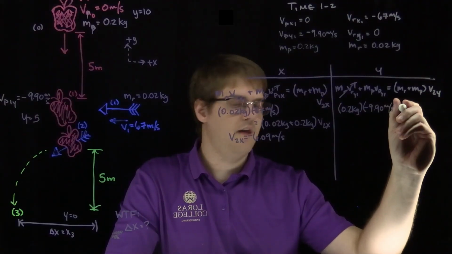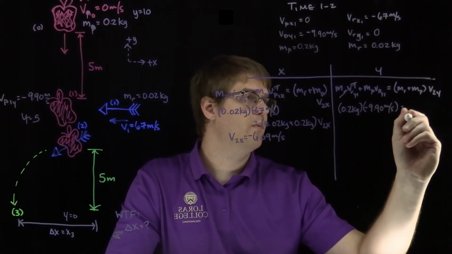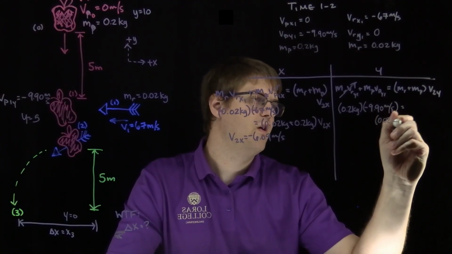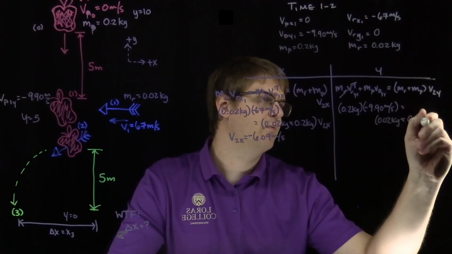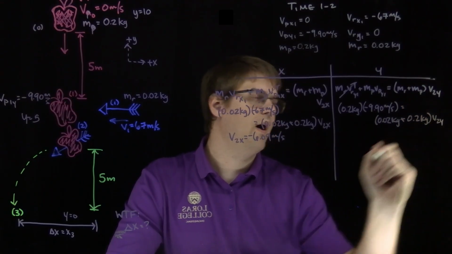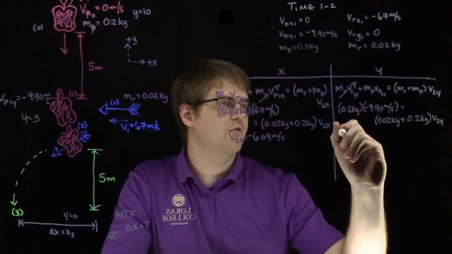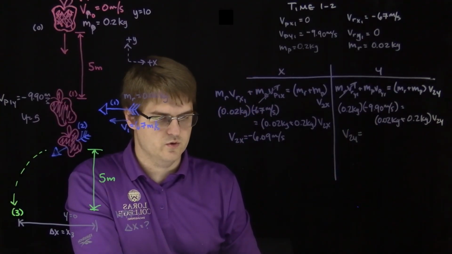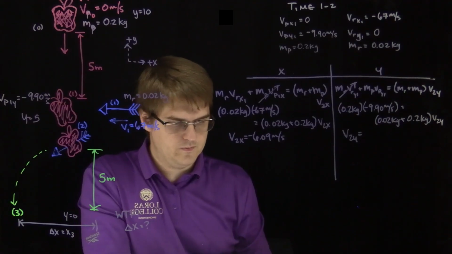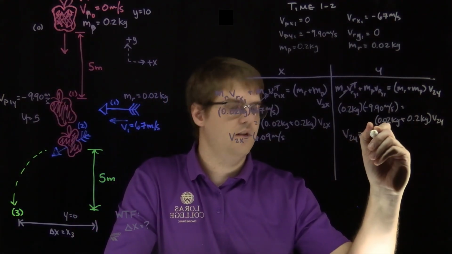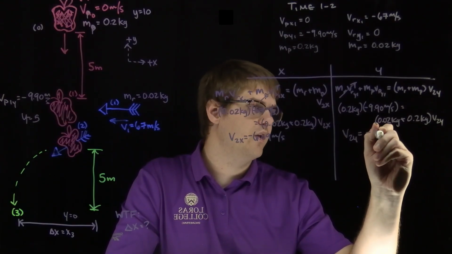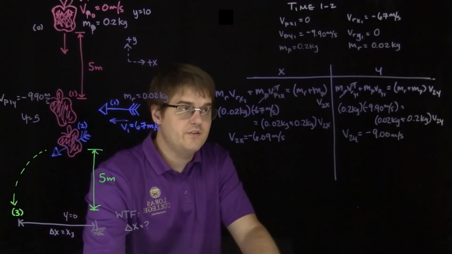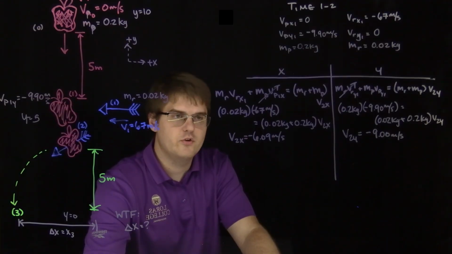And that is going to be equal to my mass of my apple plus my mass of my arrow, so 0.02 kilograms plus 0.2 kilograms times my velocity at 2 in the y of my total thing. And when I solve for that, I get velocity 2 in the y is going to be equal to negative 9.00 meters per second. Those are the velocities of my total piece at time 2.